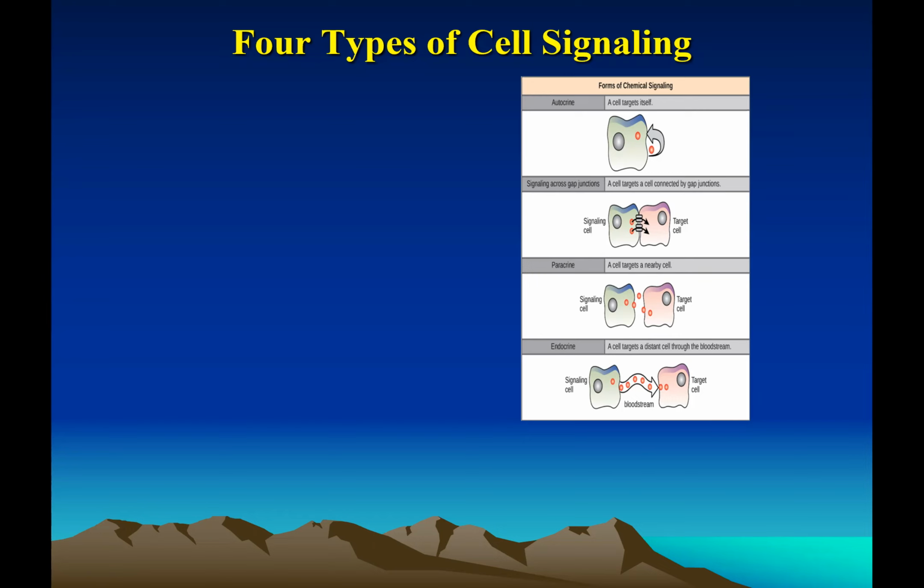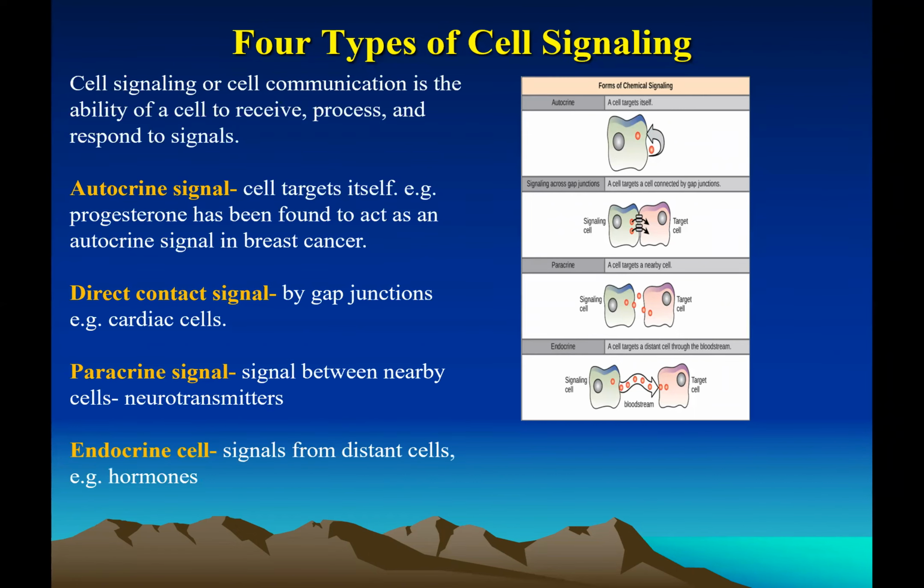The third one is paracrine signaling, which is a signal between nearby cells. And endocrine signaling is signaling between far away cells. A good example of gap junctions is cardiac cells. They will exchange ions like calcium and so forth. That's why all the cells in the heart will work together for the heartbeat.